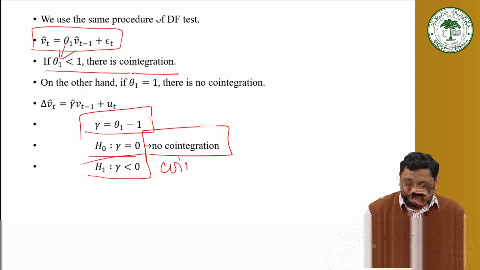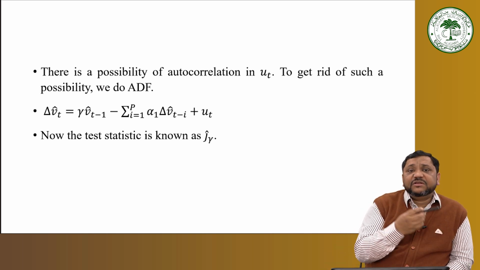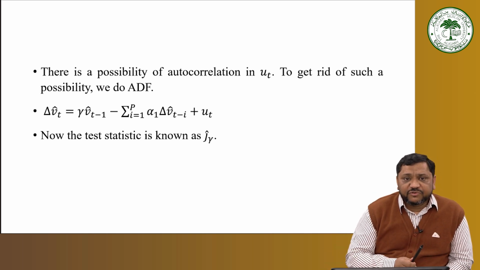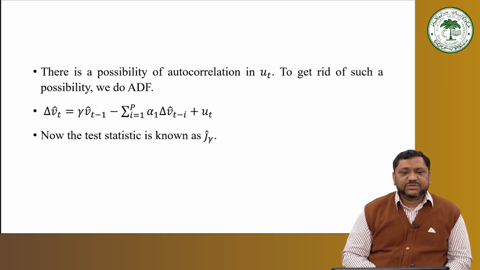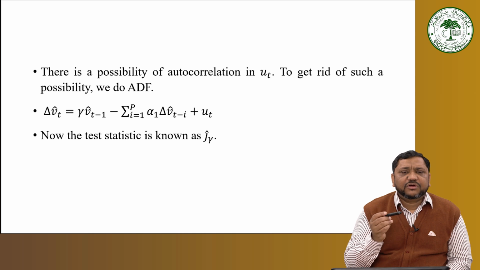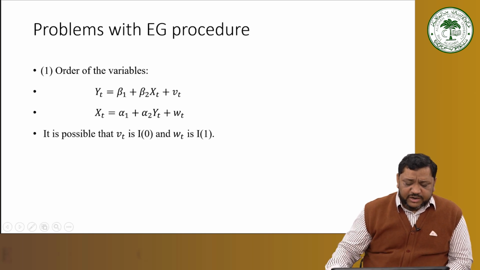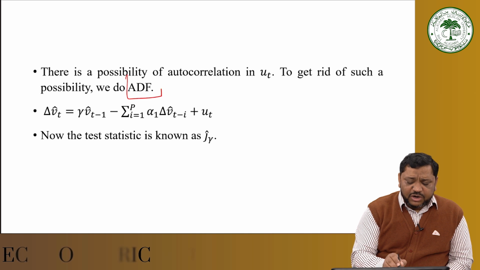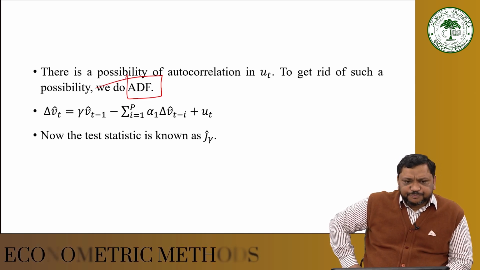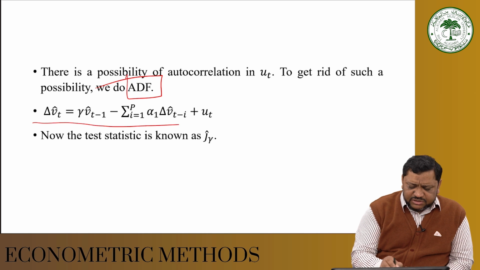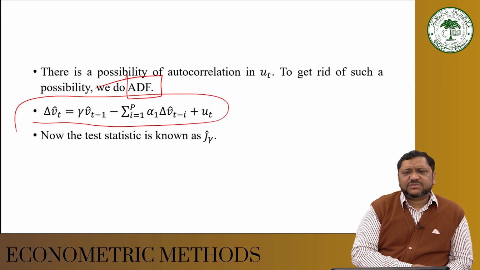We have seen before that if you use the Dickey-Fuller test, the element of autocorrelation could be present. So we need to check for autocorrelation, or we do the alternate method, the augmented Dickey-Fuller test. The equation is modified as we have seen in the previous cases.